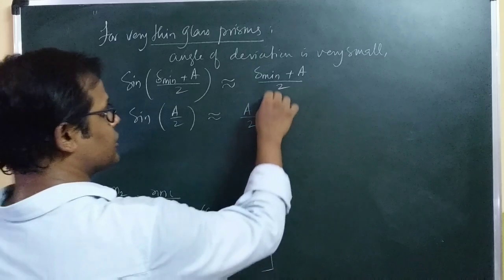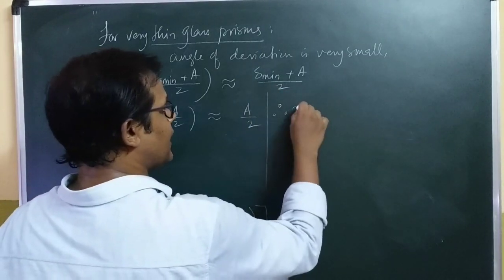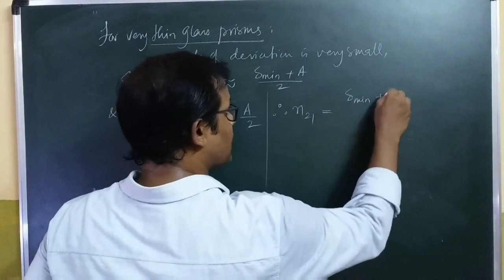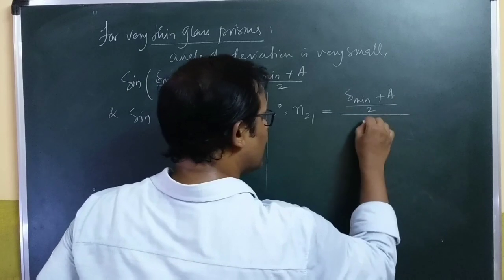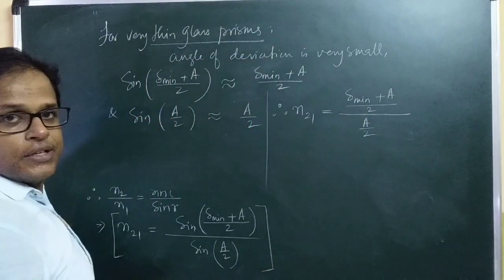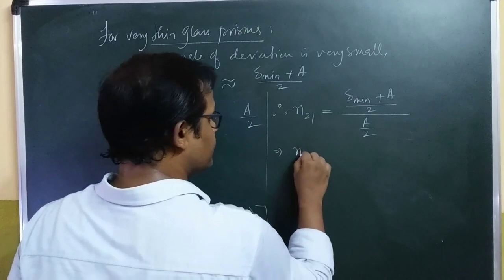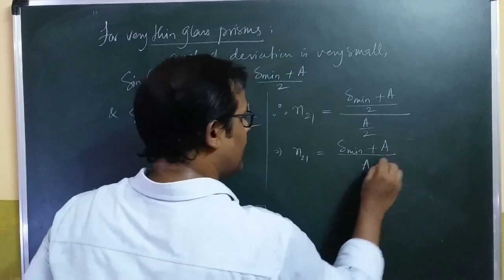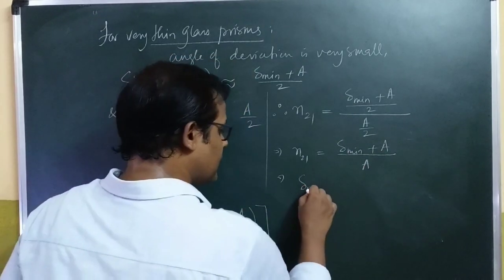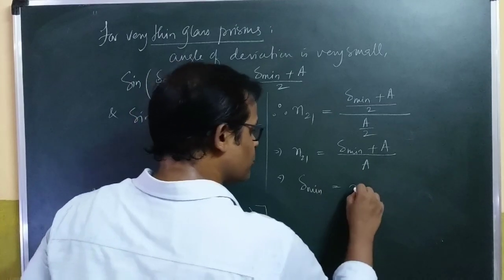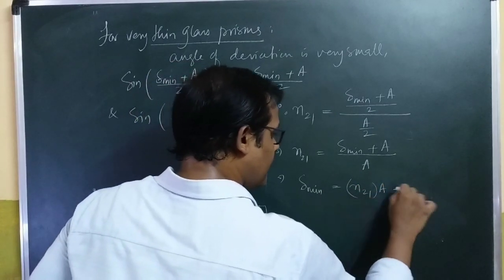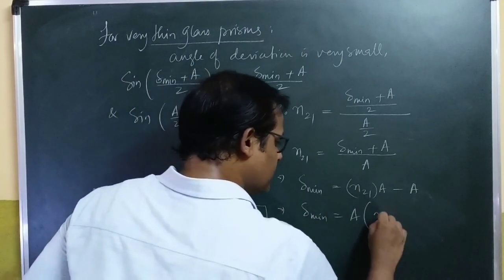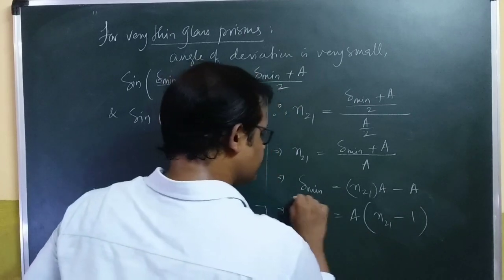So if I put that in the expression, therefore you will see that N21 can be written as (delta minimum plus A) by 2 over A by 2. So the 2 gets cancelled out, so you are left with N21 is equal to (delta minimum plus A) by A, or you can see that we can easily find out delta minimum is equal to N21 into A minus A, or you could have written delta minimum is equal to A times (N21 minus 1).